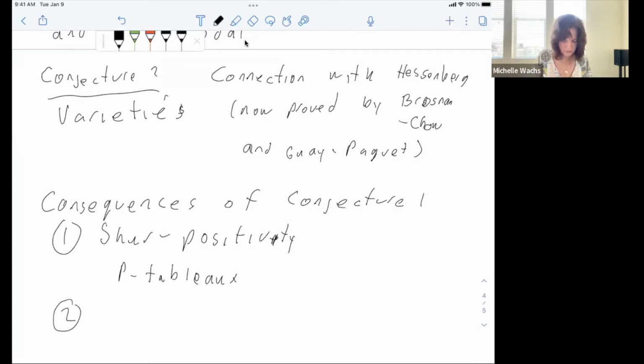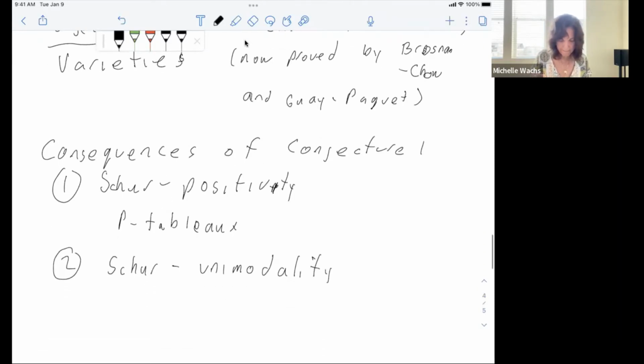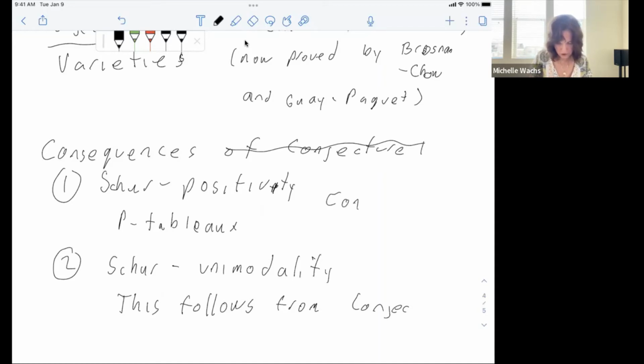The other consequence of conjecture 1 is Schur unimodality. So the difference of the coefficients is Schur positive. Okay, this follows actually from conjecture 2. So I shouldn't... This is from conjecture 1. And this follows from conjecture 2. It's a consequence of conjecture 2.